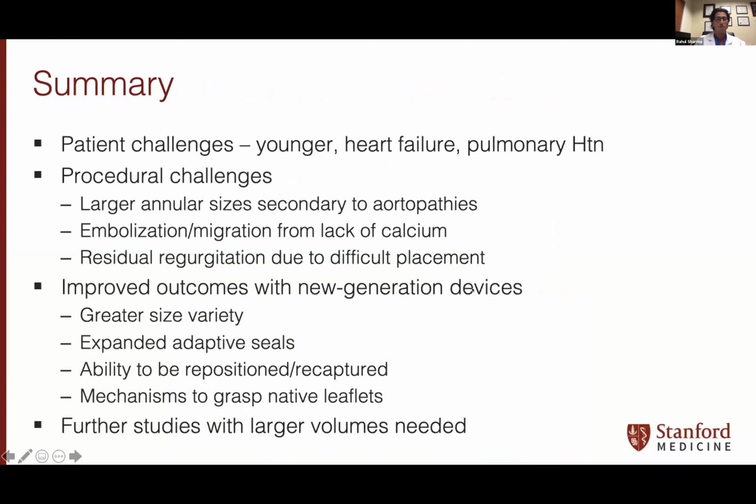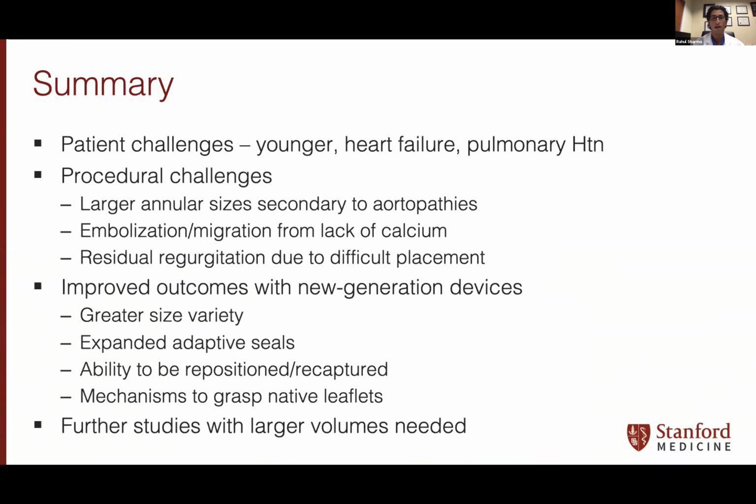In summary, for patients with aortic regurgitation being treated with TAVR, there are patient challenges. They are younger patients. A lot of them have coexisting heart failure and pulmonary hypertension. There are procedural challenges. They have larger annular sizes, often secondary to a coexisting aortopathy. There may be embolization or migration from the lack of calcium, although this is improved with the addition of larger valve sizes, even with the commercially available valves. Residual regurgitation due to difficult placement.